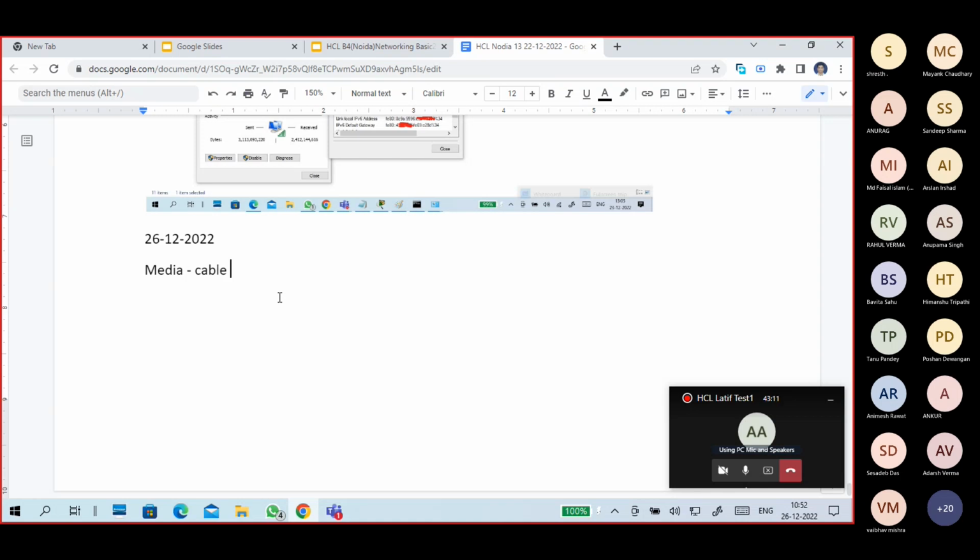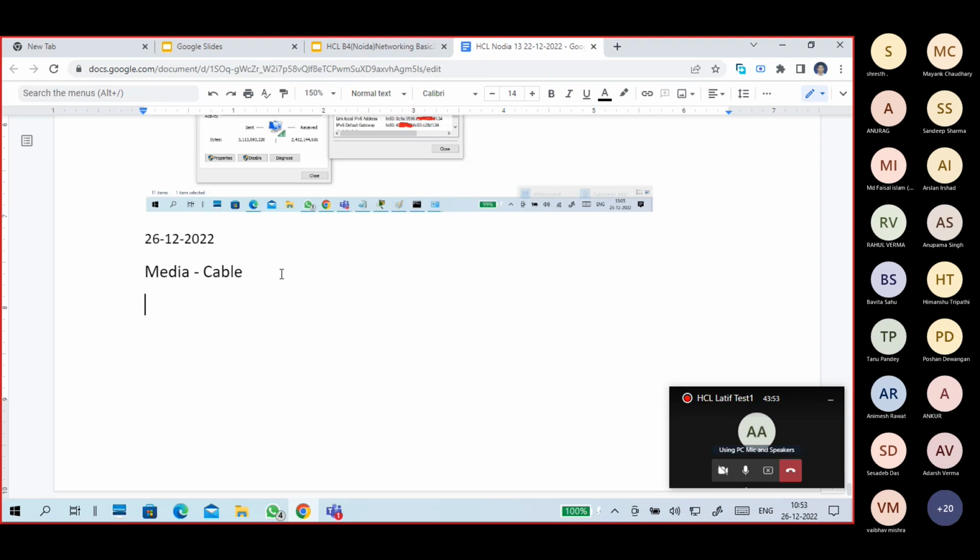First one is about media. Generally, we use cables to communicate in networking, right? Different types of cables we are using, and of course, wireless communication is also there. Radio waves, different types of frequencies, 2.4, 5 gigahertz. N type of routers are there, AC models are there. Different things are there, but generally, in earlier days till now, we are using cables to connect in networking.